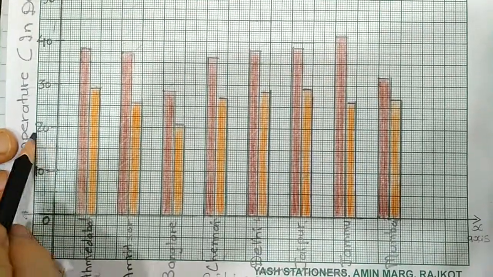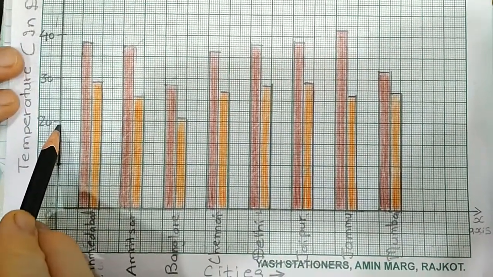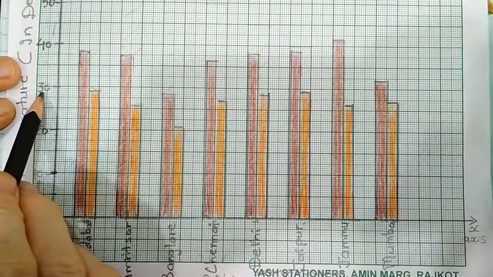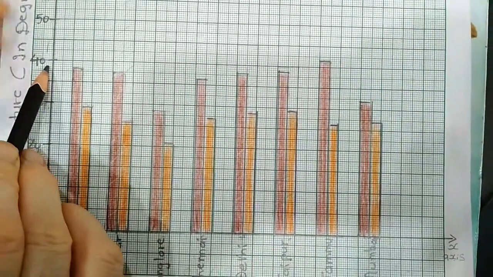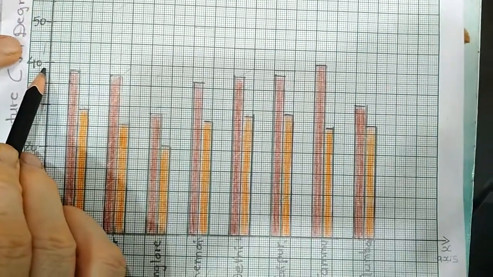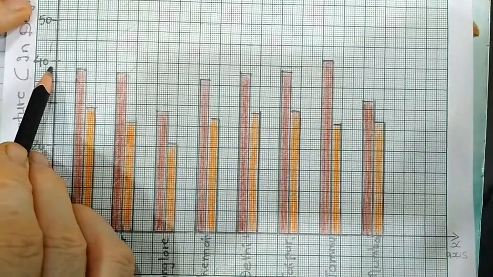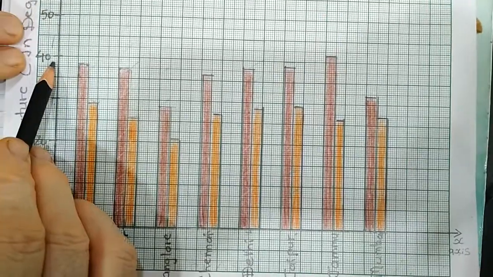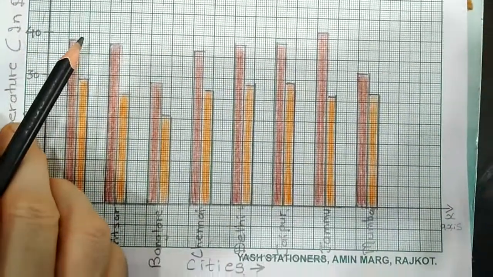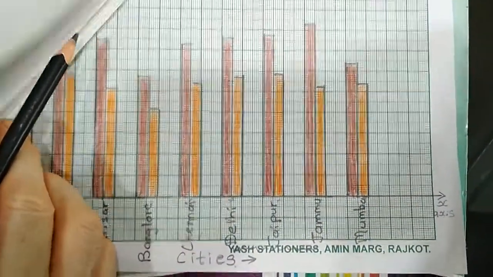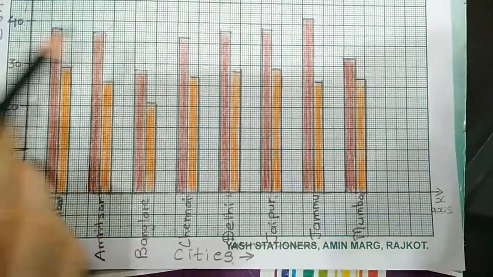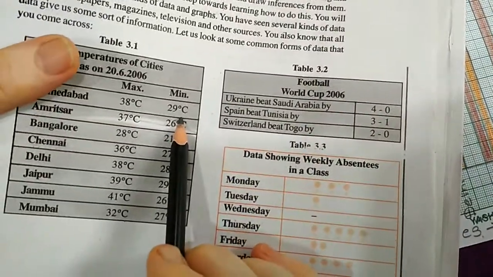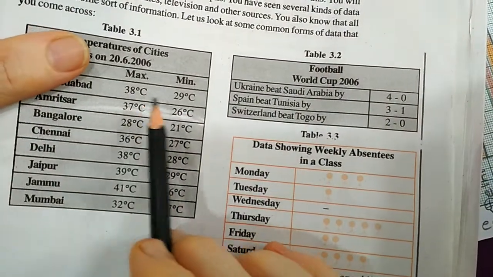Again 2 units we will take as 20 degrees Celsius. Again 2 you leave and then 30. Again 2 leave and then 40. And let us take 50 also, because it is more than 40 degrees. We have to take it. So here 50. Now first it is given to us that for Ahmedabad the maximum and minimum temperature is 38 degrees and minimum is 29. Let us take 38 and 29.